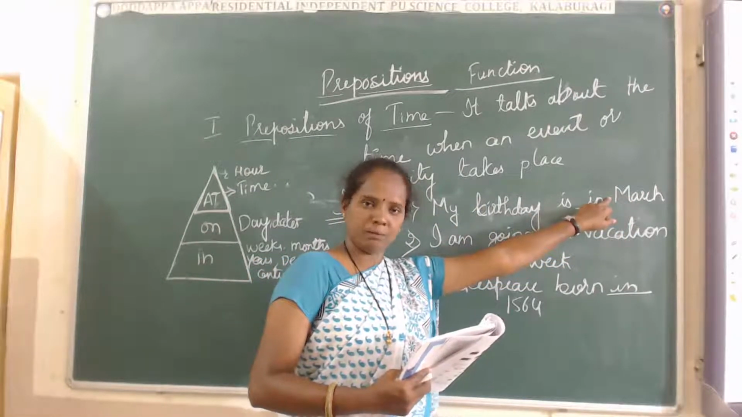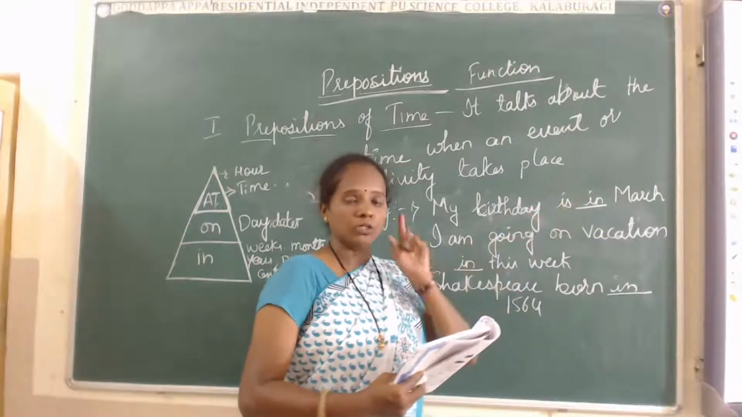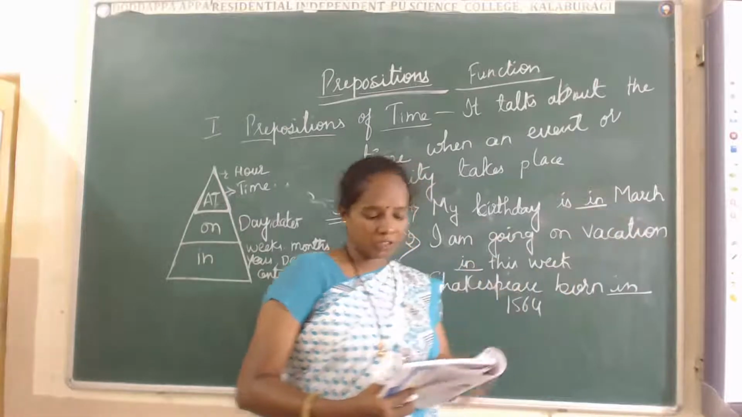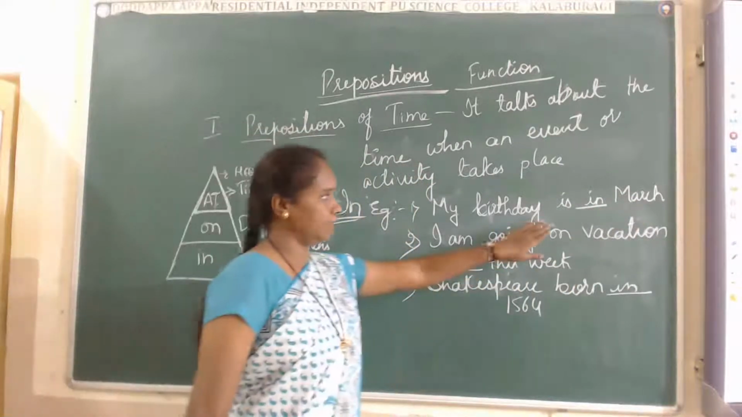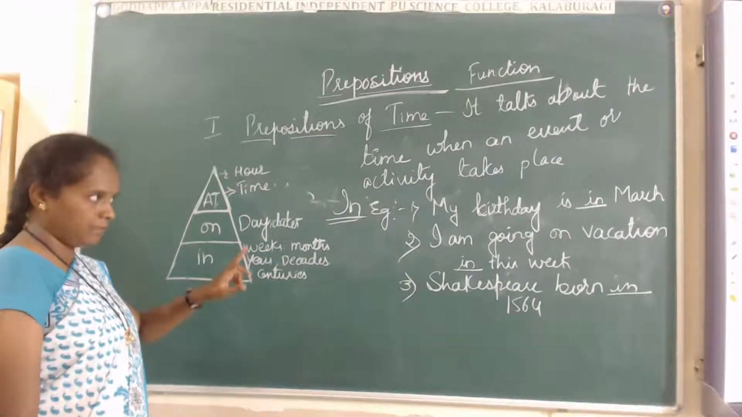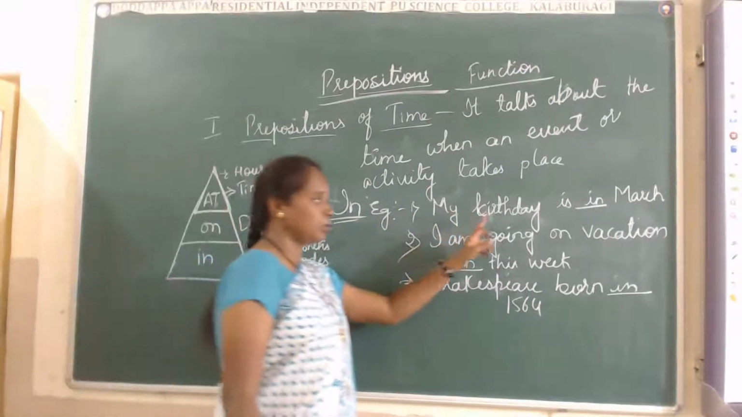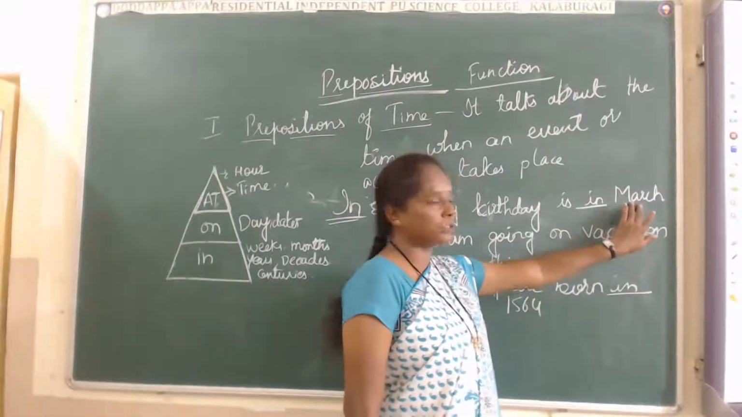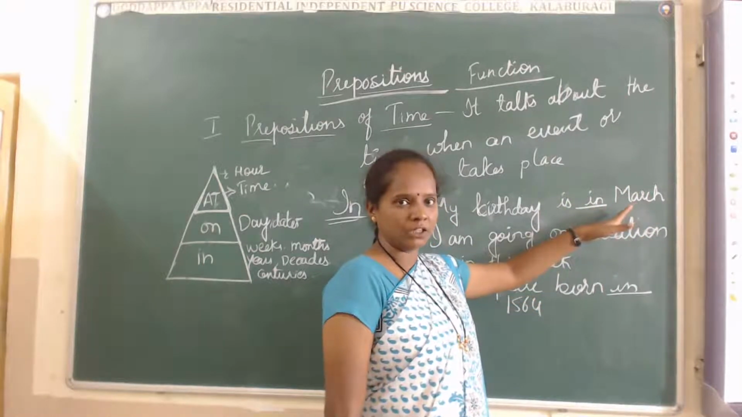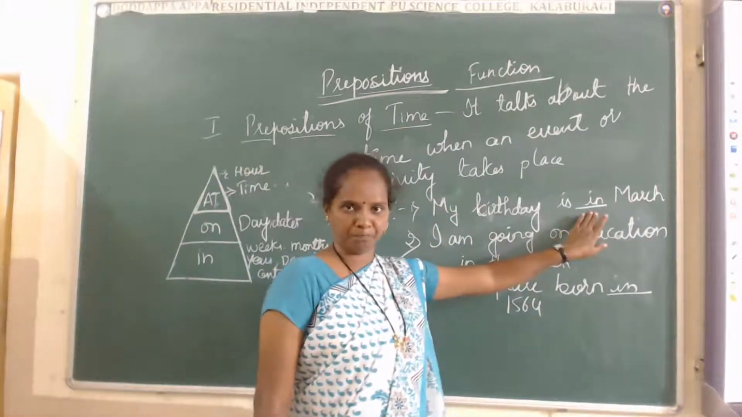In March, maybe 31 days are there. In 31 days, we don't know which date. We are talking only about the month. I am not telling you a particular day here. If I am talking about a particular date, we use "on." But I am not talking about a particular date, I am talking about March. In March, it may be 1st March, 5th March, 10th March, any date of March. That's why we use "in."